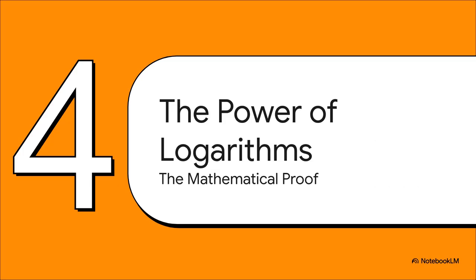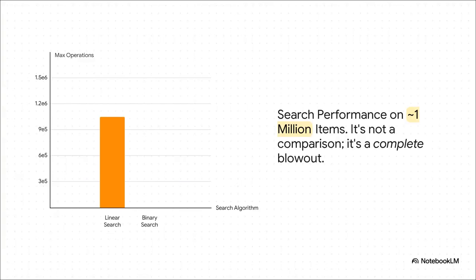So we know it's fast, but how fast? Like really, truly, how much better is it? This is where things get, frankly, a little bit mind-blowing. Just look at this chart. It says it all. For a list with about 1 million items, linear search could take up to 1 million operations.